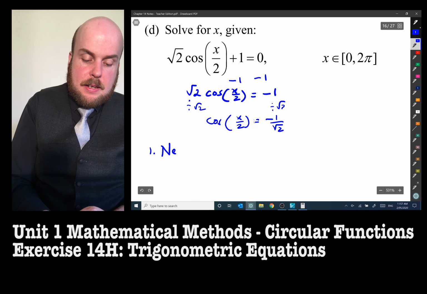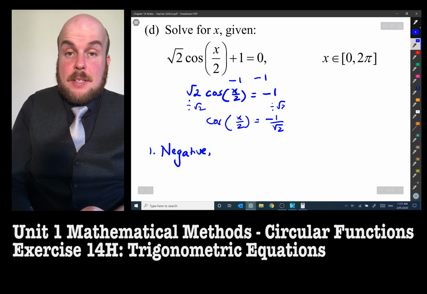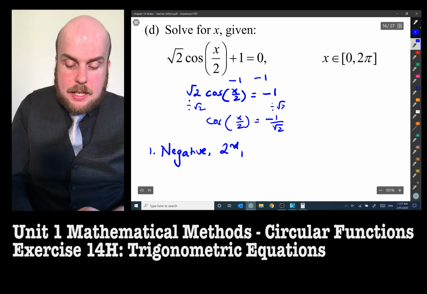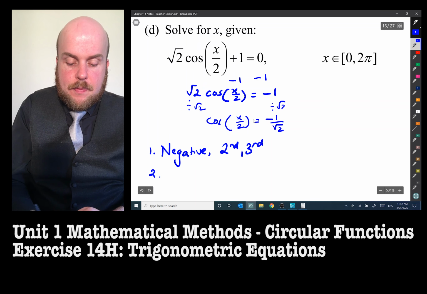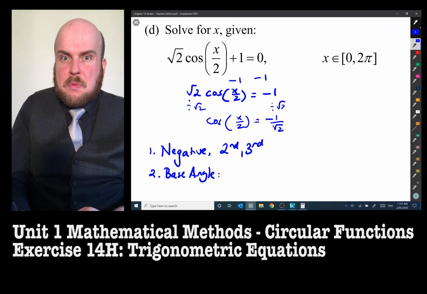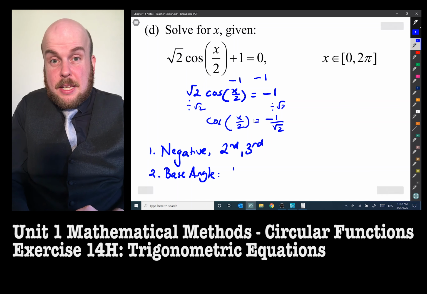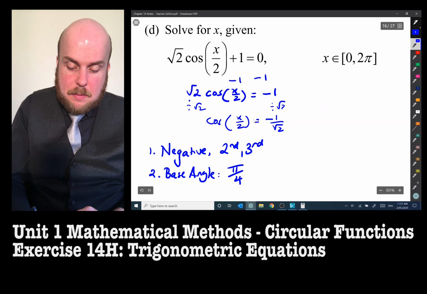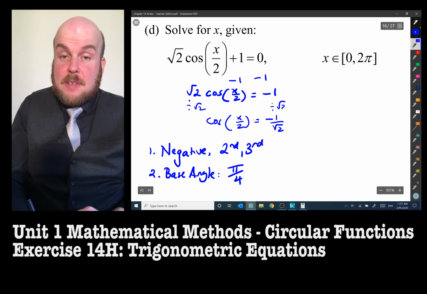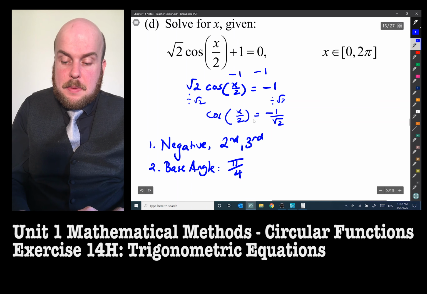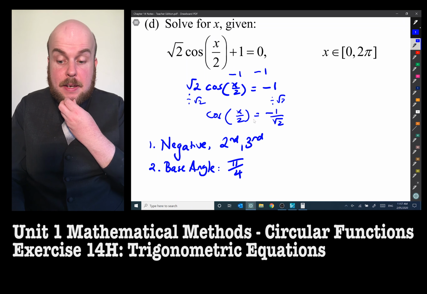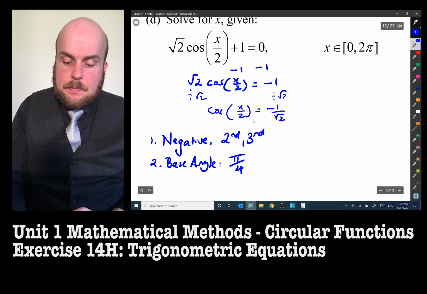So it's a negative. So cos is negative in which quadrants? The second and third. The base angle, using your exact values triangle, the only side that has the root 2 on it is the pi on 4 side, so it's definitely going to be pi on 4. And I've definitely done that correctly. It's pi on 4 because it's got the domain 0 to 2 pi.